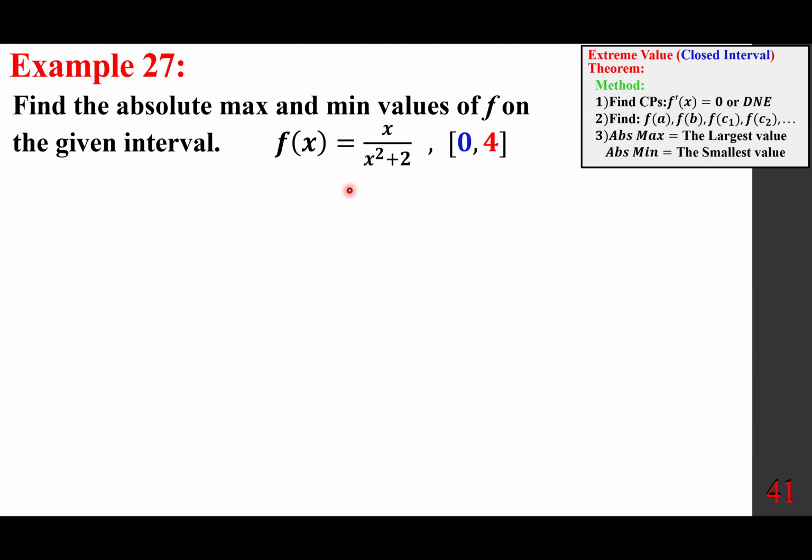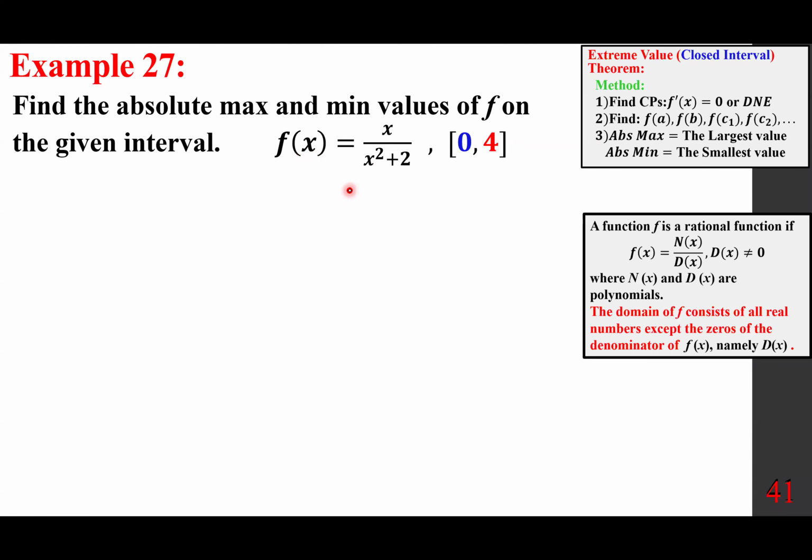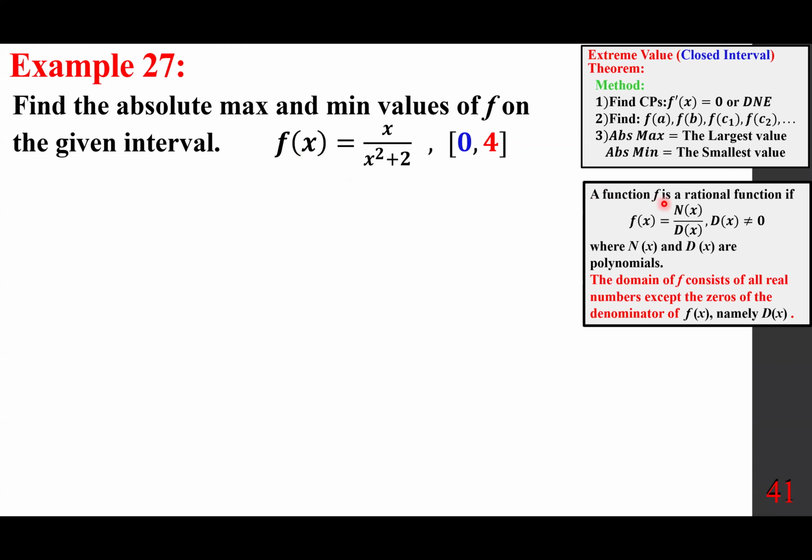And this is a rational function. So a function f is a rational function if f of x is n of x over d of x, where, and of course d of x can't be 0, where n and d are polynomials. The domain of f consists of all real numbers except the zeros of the denominator of f of x, namely d of x. In other words, set the denominator equal to 0 and exclude that.